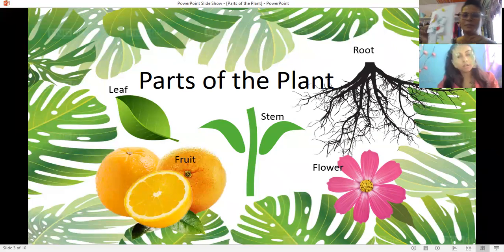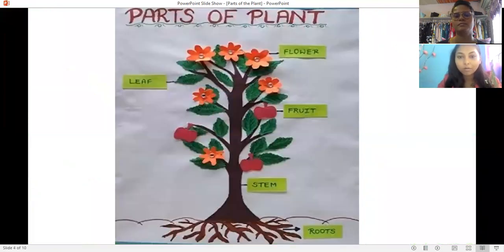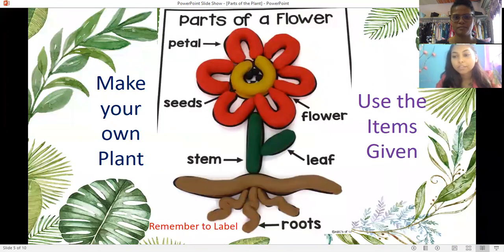So all of this makes up the plant. So now what we are going to do is you get to make your own plants. Now you just now saw the parts of the plant. After we put the parts of the plant together, this is what it would look like, right? So you're seeing your leaf, your stem, your fruit, and your flower, as well as your roots. So now we are going to make your own plant, and we are going to do this using Play-Doh.